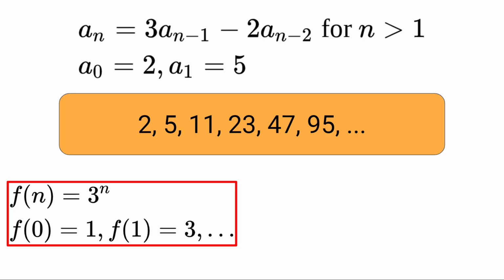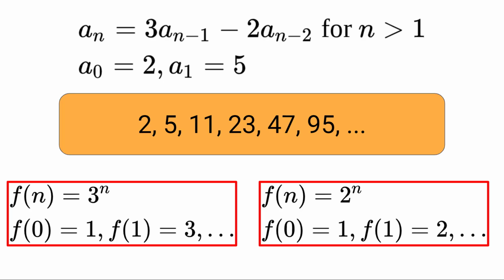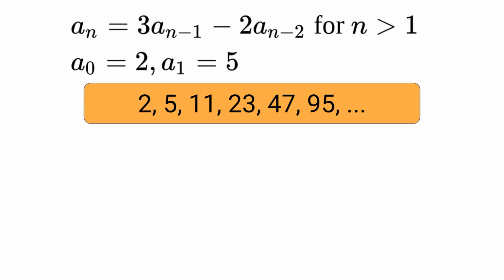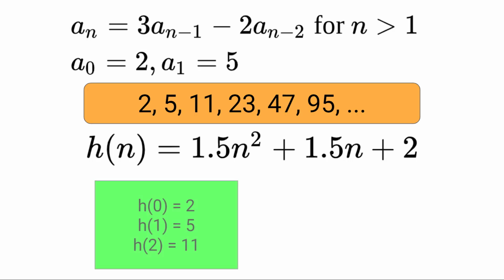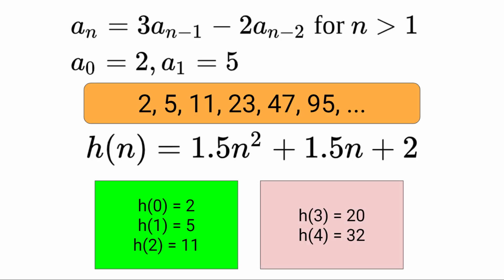For example, the function f(n) equals 3 to the nth power is not a solution to this recurrence relation, because if we start the inputs at 0, like the recurrence relation does, it's pretty clear that the function and the sequence are not going to agree. Similarly, g(n) equals 2 to the nth is also not a solution, and for the same reasons. But what about the function h(n) equals 1.5n squared plus 1.5n plus 2? That's a closed formula, and notice that it produces the correct first 3 terms of the sequence. But then it fails at the 4th one, and so this function is not actually a solution to our recurrence relation.